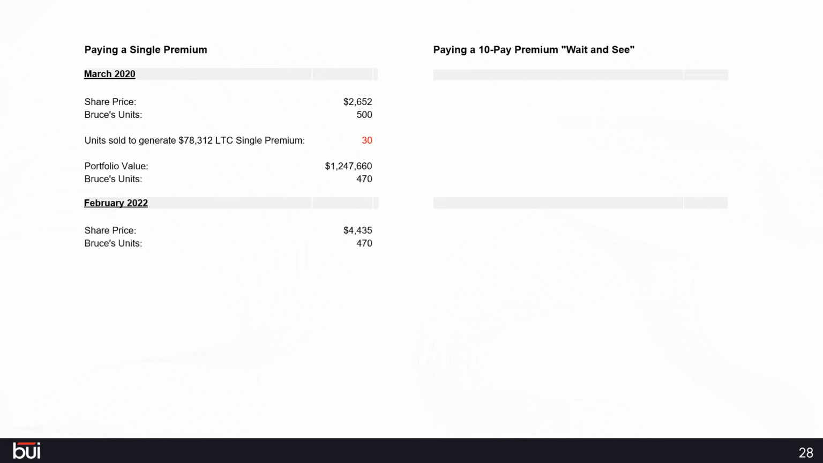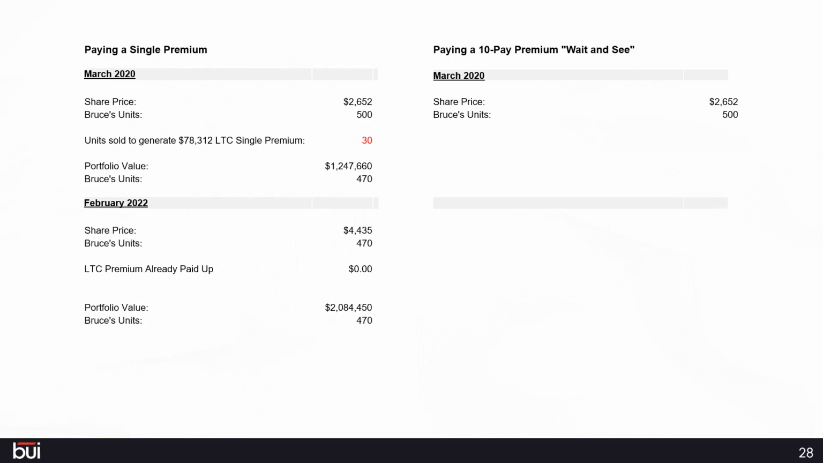In February of 2022, things bounced back and the market appreciated. He's feeling better. $4,435 is the current share price. He owns 470 units still. The long-term care insurance premium's already paid, so that's off the table. So his portfolio value is $2,084,000, and he has 470 units going forward. Okay, so that's our benchmark.